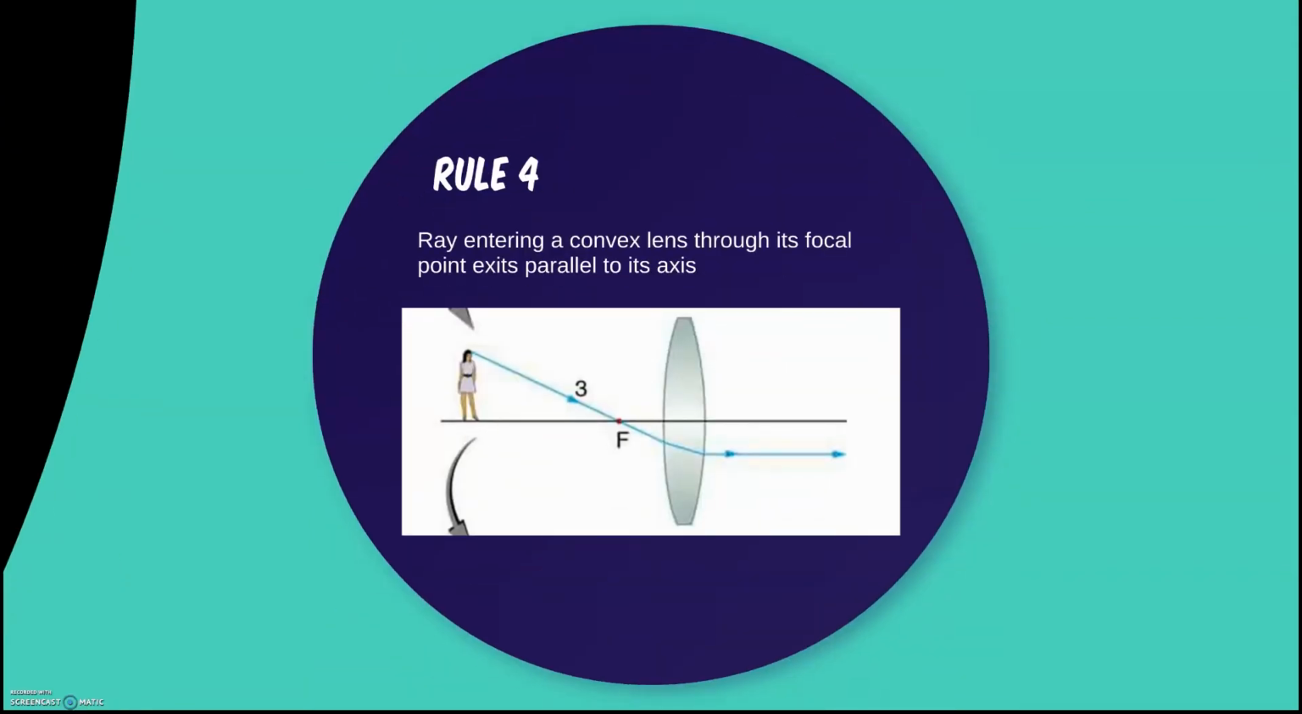Rule 4 is that a ray that enters a converging lens through its focal point exits parallel to its axis. So here in this illustration, you can see this ray coming in and it's hitting the focal point to the left of the lens, and once it enters the lens, it is refracted and causes it to leave parallel to the axis.